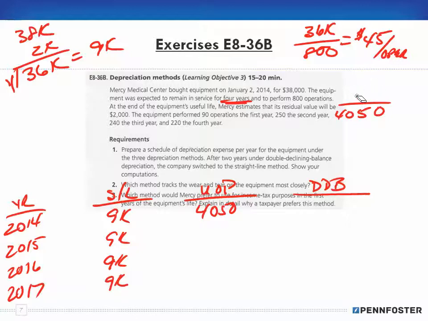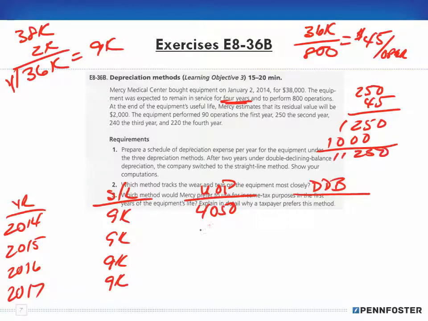In the second year, we have 250, so 250 times 45, and that ends up being 11,250.